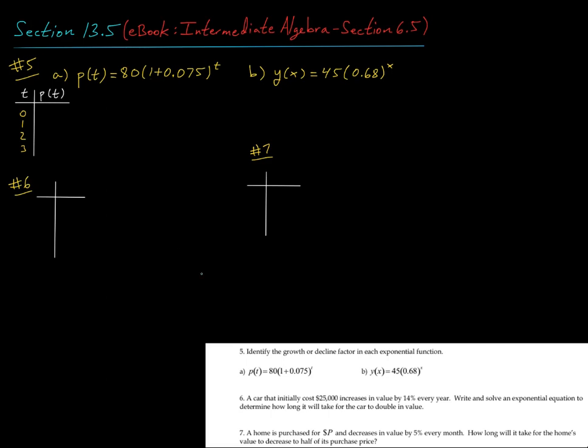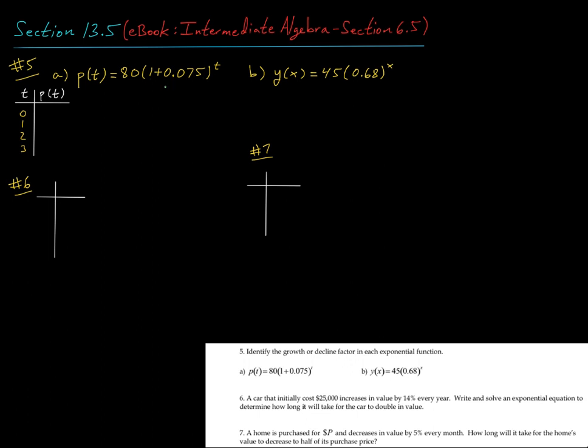All right, in these next couple problems, we're going to connect some of the previous material on exponential functions to the more recent stuff we've been doing with logarithms. So question 5 is actually a throwback to something we saw in 13.1. It says, identify the growth or decline factor in each exponential function.